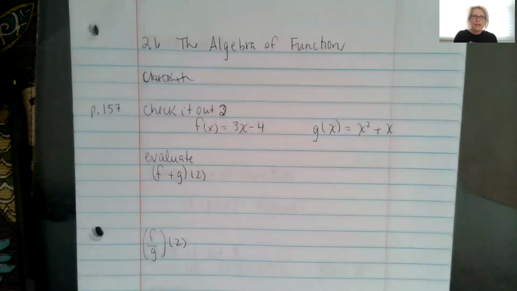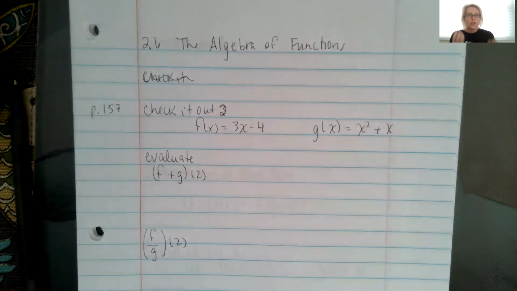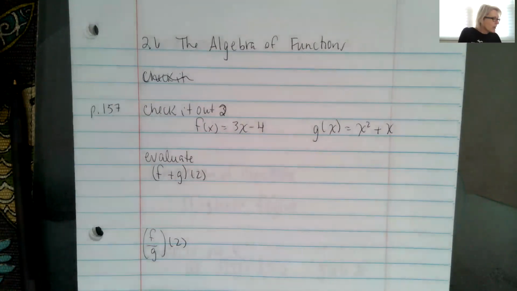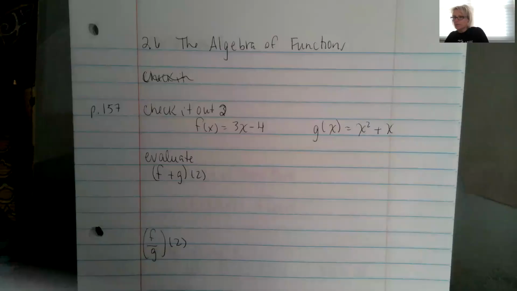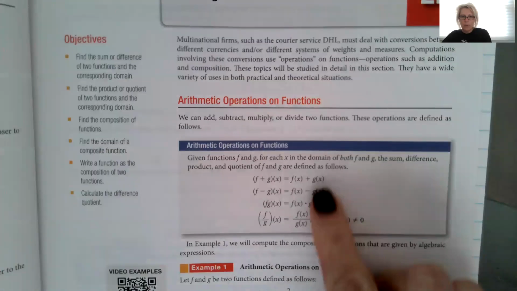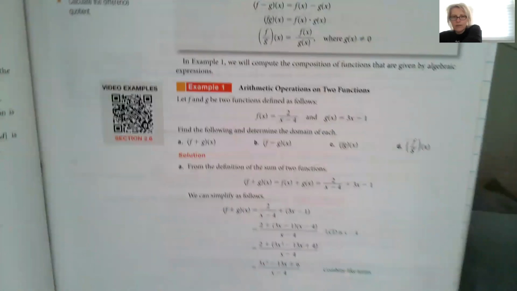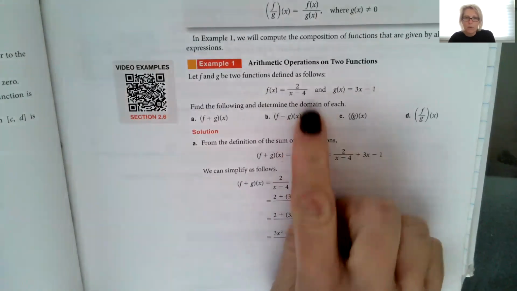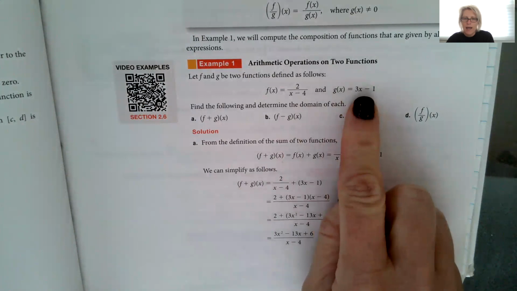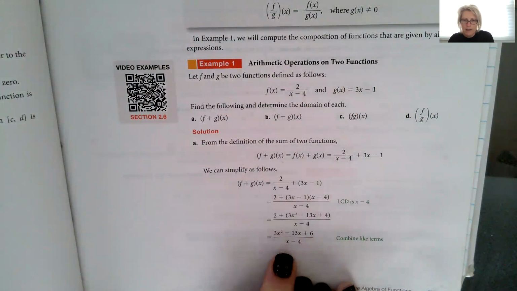Functions can be added, subtracted, multiplied, and divided just like terms can be. And you can see in the book, they do some really great examples on page 155 of these four operations that can be done to functions. The function f of x is 2 over x minus 4, and then they want to add it to 3x minus 1. So they add it and get a common denominator.